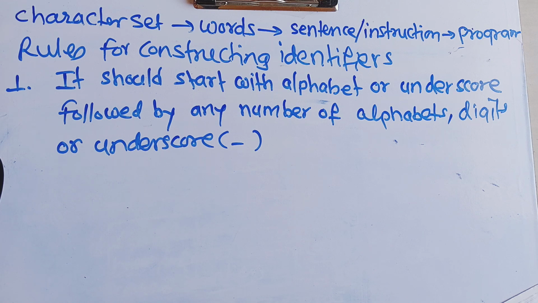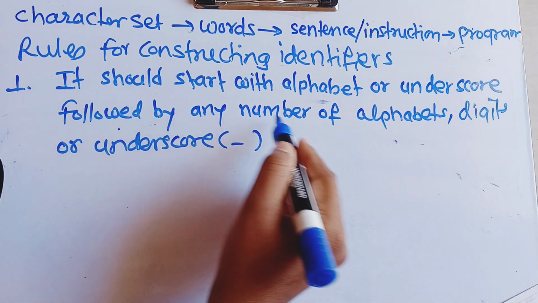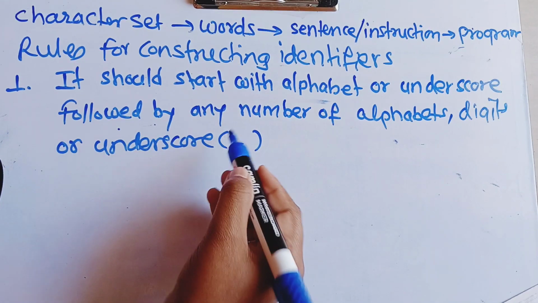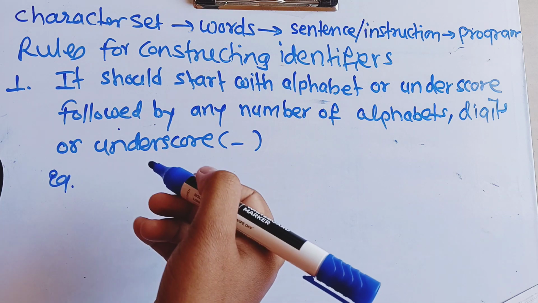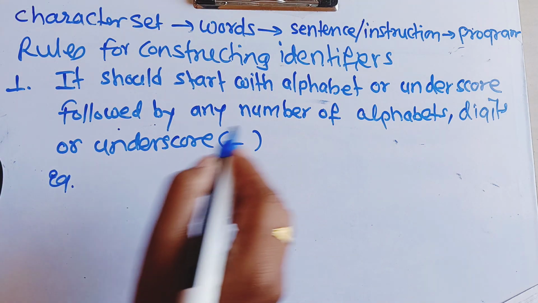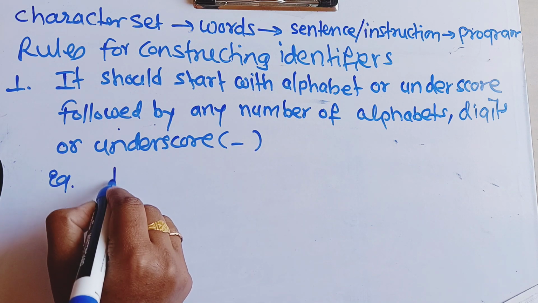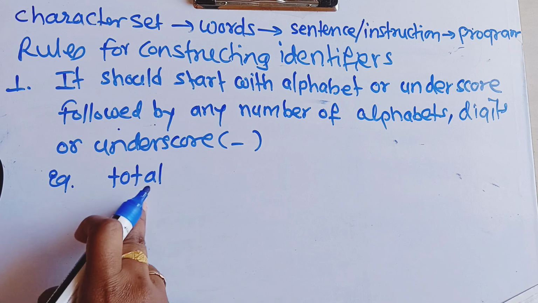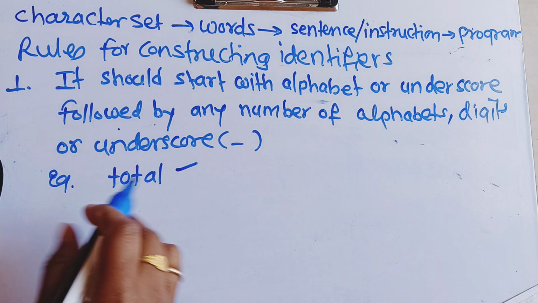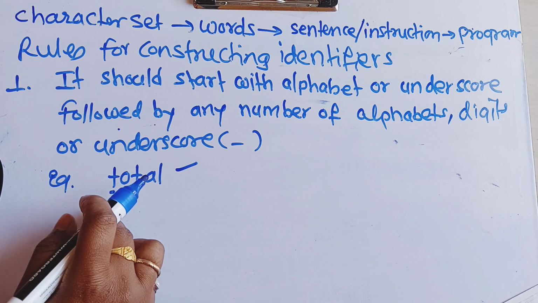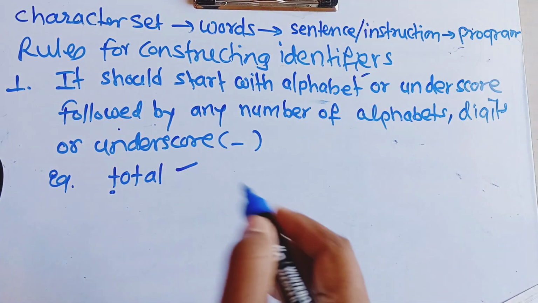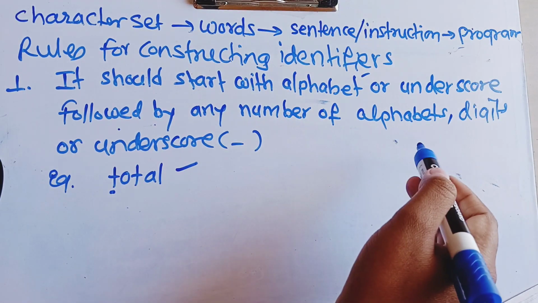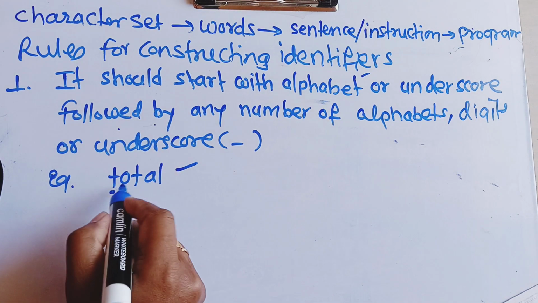The first rule is it should start with an alphabet or underscore, followed by any number of alphabets, digits or underscores. What is the meaning of this? Example, let's say if I want to define an identifier in my program, I should start with an alphabet. Let's say I am using the word total. Is it allowed as an identifier? Yes, it is allowed because it is starting with the alphabet T. Is it starting with a digit? No. So it is starting with an alphabet, so it is satisfying the criteria, followed by any number of alphabets, digits or underscores. So here we are followed by alphabets.